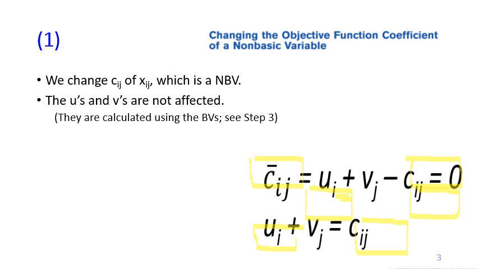In this type of change, the U's and the V's are not affected. If you recall the transportation simplex in step 3, when we calculate U and V, we use the Cij of a basic variable. It means that if we change the Cij of a non-basic variable, the U's and the V's are not affected. They will be exactly the same as these values.